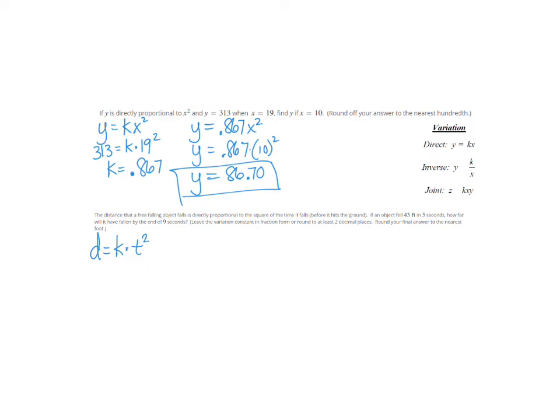Let's go with if an object fell 43 feet, that's a distance. I'm looking for the k value. Oh, and it fell in 3 seconds, so that will be 3 squared right there. Well, that's just a 9, and so I would divide by 9, and I get a k value that is 4.7 repeating. So I'll just write a bunch of 7s there, again, not rounding too early. Once you have that k, then you rewrite your nice formula with that k value in it.